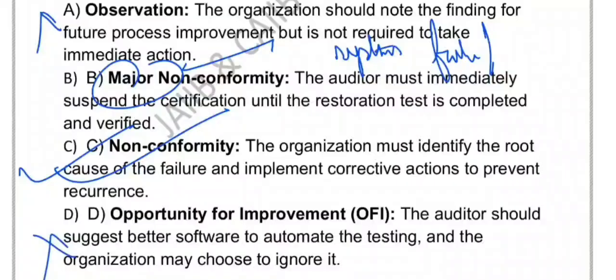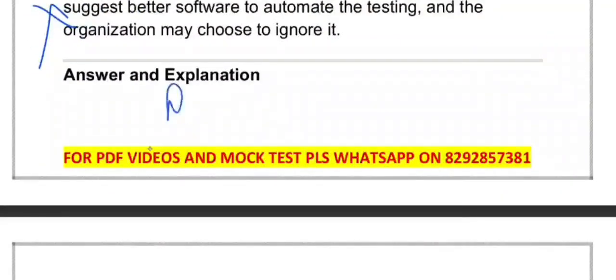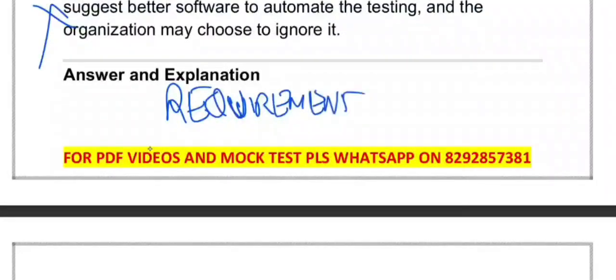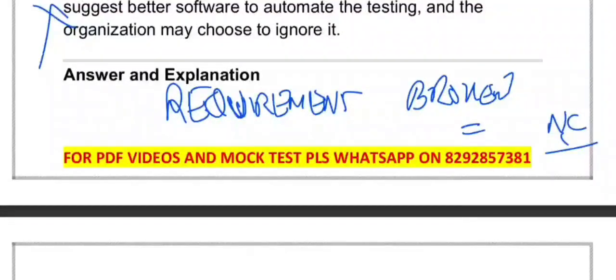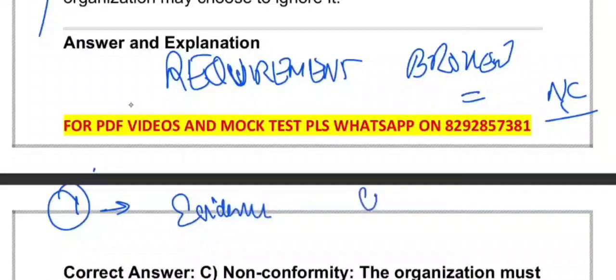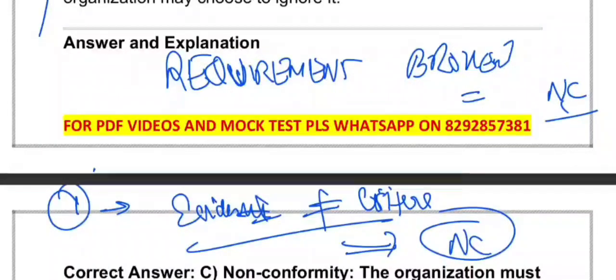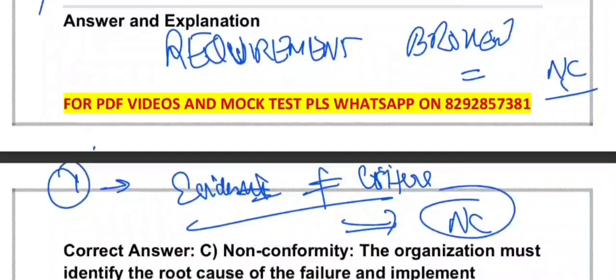So remember, just one rule I want to tell you to remember. This will help you to identify the answer. Whenever the requirement is broken, you can think of NC, non-conformity. Or if the audit evidence does not meet the audit criteria, this means NC. One more way you can identify the non-conformity: you look at the audit evidence and you look at the audit criteria. If they are not matching, it clearly indicates what? Non-conformity. Okay, so don't overthink severity unless the question explicitly says system breakdown.